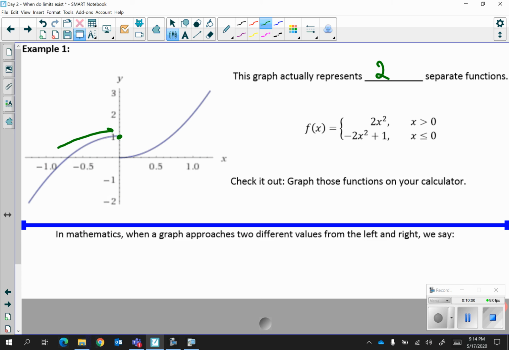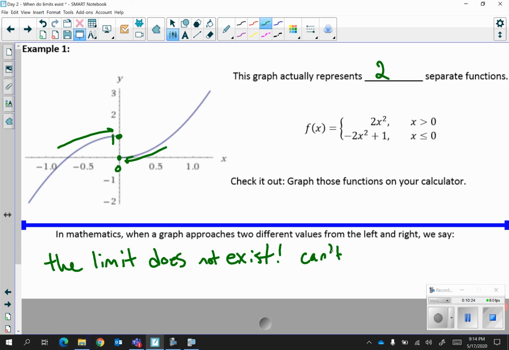As you come from the left, we approach 1. As you come from the right, you approach 0. So here we're going to say the limit does not exist, mainly because you can't be two different values. What are we going to say? Is the answer 1 or is it 0? You can't choose both.